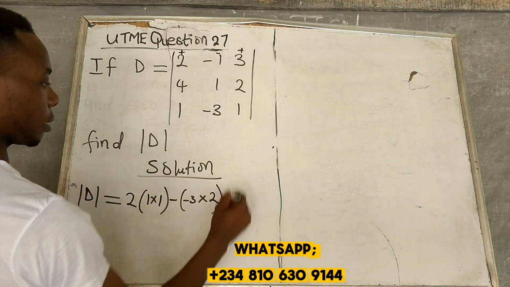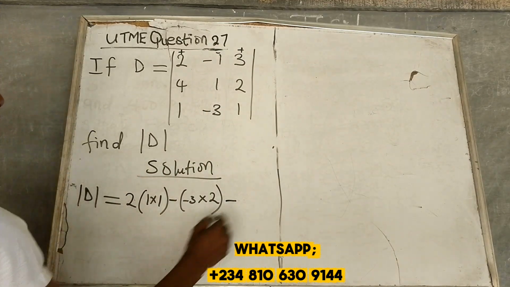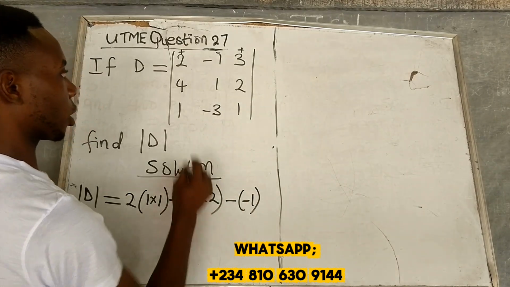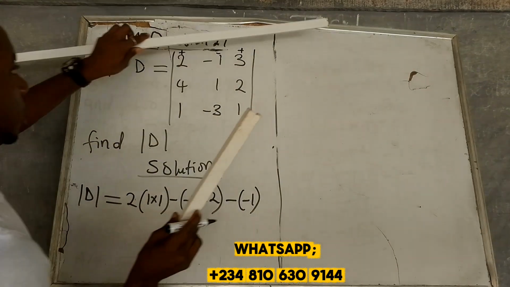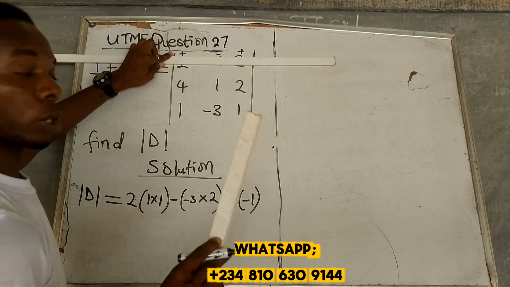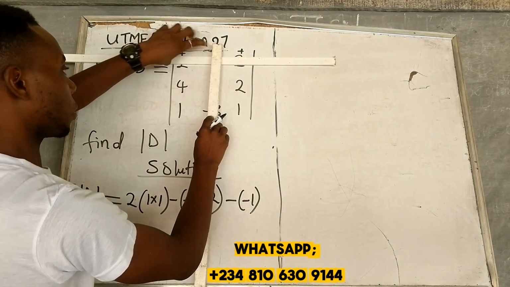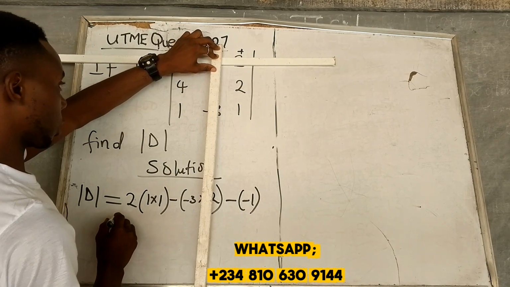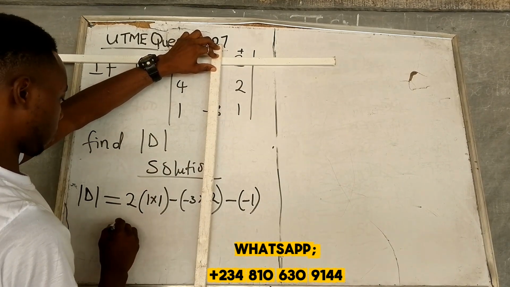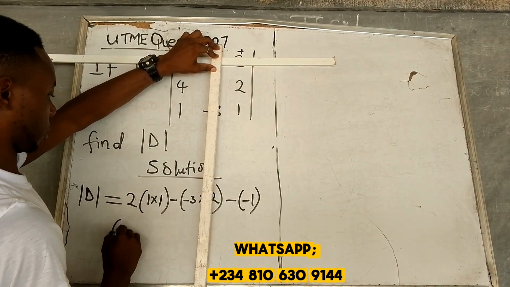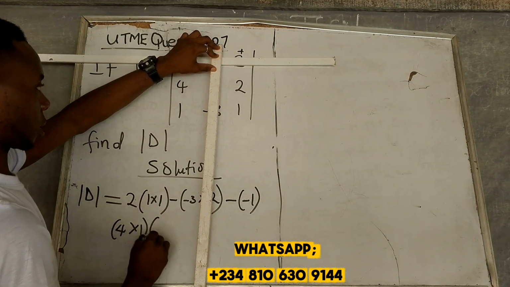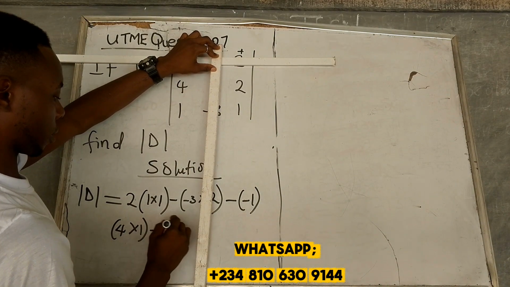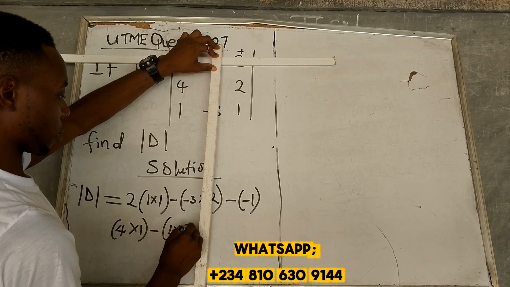Right? The next one is minus. You write down the minus. Open bracket, this is minus 1. Then you bring down the minus 1. Multiply by what? Cover the row in which the minus 1 is, and cover the column in which the minus 1 is. So what you are left with is 4 times 1, and then 4 times 1 minus 1 times 2.